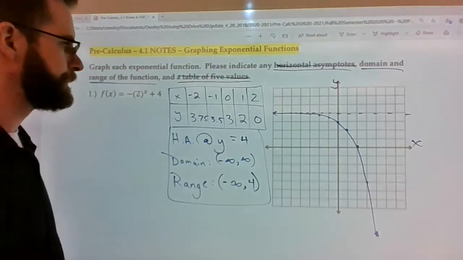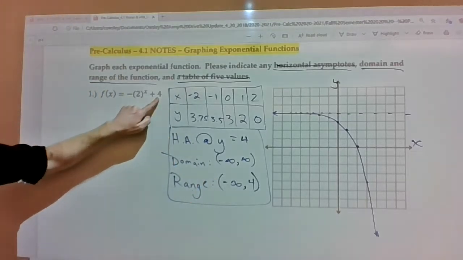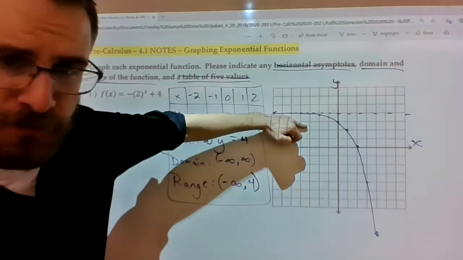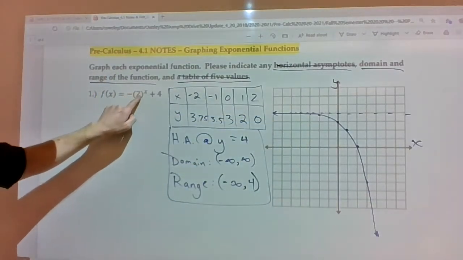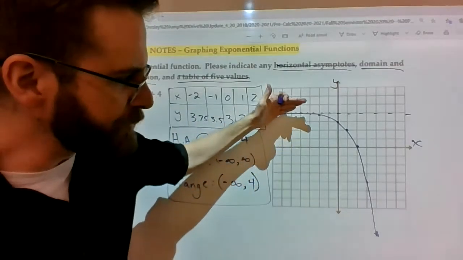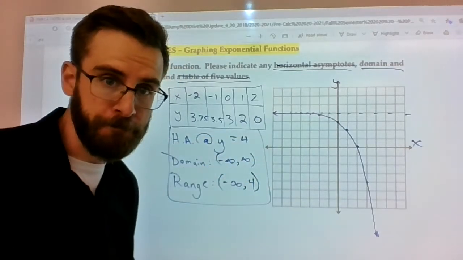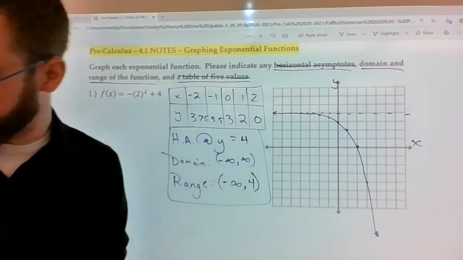And there it is. So take note of one thing. I added 4 to the exponential function, and my horizontal asymptote turns out to be 4. I have a negative in front of my exponential term, and it seems to have been flipped over this asymptote. I think that's a pattern that's going to hold. Let's check out number 2.